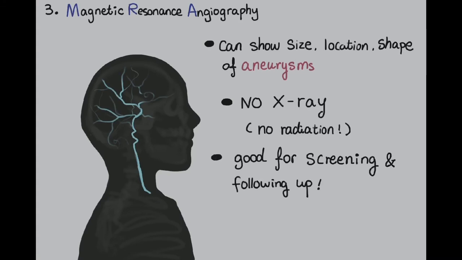Since MRI does not use X-rays, there's no radiation like in CAT scans. This makes this a great choice to screen patients with a family history of aneurysms, such as in their parents or sibling, or to follow changes in aneurysms when scans are needed annually or at times in the future.